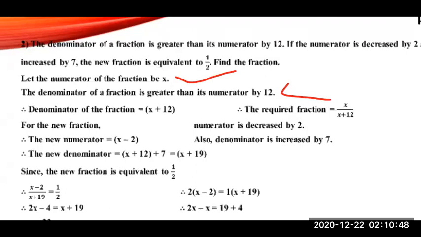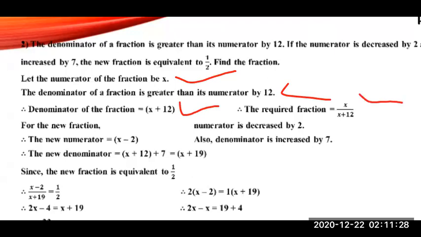Now, what equation will be made? Now, here first, the denominator of the fraction is greater by 12. So, we are writing x plus 12 because our numerator is x and the denominator is greater, that means plus 12. So, here the denominator of the fraction is x plus 12. Next, the required fraction. Now, the required fraction, what we have to require? The required fraction will become x upon x plus 12. See, x is what?